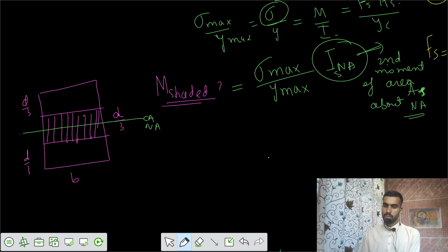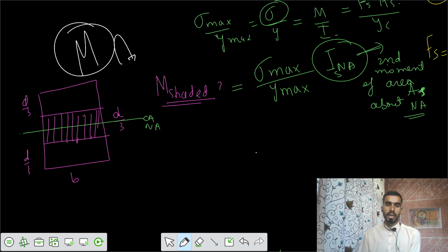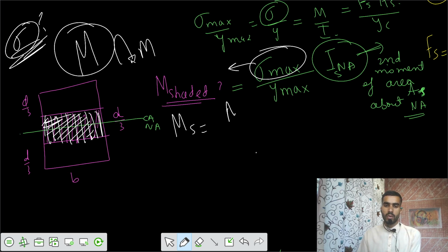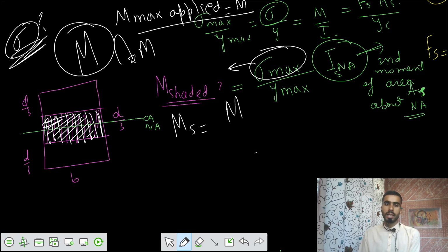So is there anything provided? Let's say the total moment applied is M. We want to say how much of that total moment this part can resist. But stresses we don't know; we are not given any value of stresses. So we have to convert it in terms of M. Let's say the M max applied equals M. So you can write M by BD cube by 12 into I_SNA.